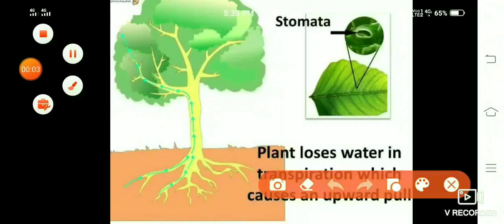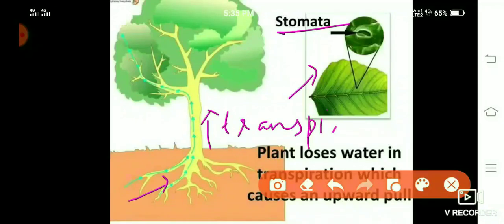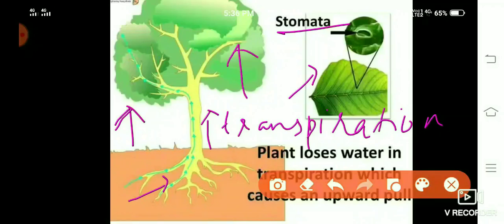Xylem moves the water and minerals from the soil. Water enters into the root and then into the stem and finally into the leaf and comes out as water vapor through stomata. The loss of water in the form of vapor is known as transpiration. This transpiration creates a suction. Suction of what? Suction of water. So transpiration pulls the water to move in this direction.